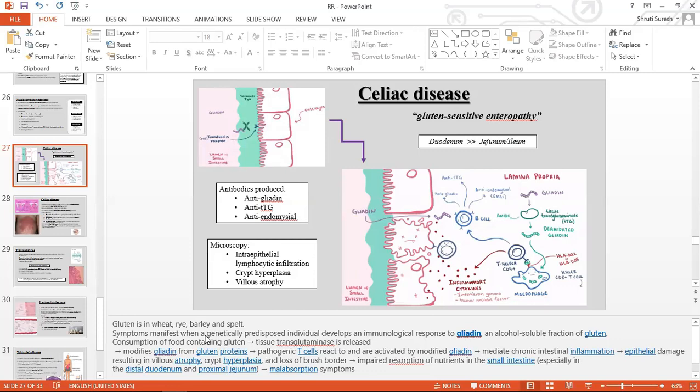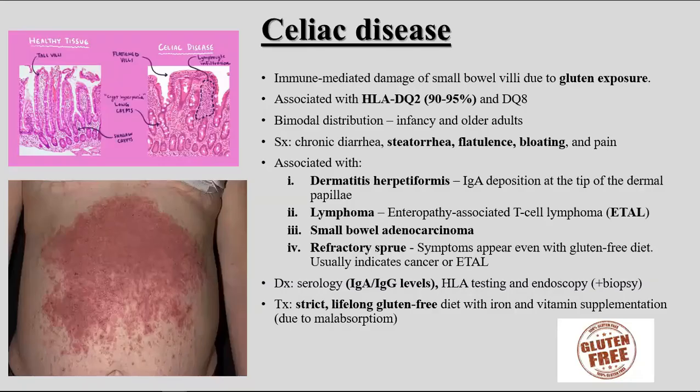Something you need to remember is that gluten is commonly found in a lot of grains like wheat, rye, barley, and spelt. So the mainstay of treatment for these patients is a strict lifelong gluten-free diet. You have to make sure they don't consume any gluten-containing products, and along with that you also have to give them supplementation for all the nutrients they're not taking in. You have to give them iron supplements because otherwise they'll develop anemia, and also vitamin supplements: vitamin B12, B9, vitamin K, all the fat soluble vitamins actually, A, D, E, and K, need to be supplemented in general. The diagnosis is by serology, so you can check for these autoantibody levels.